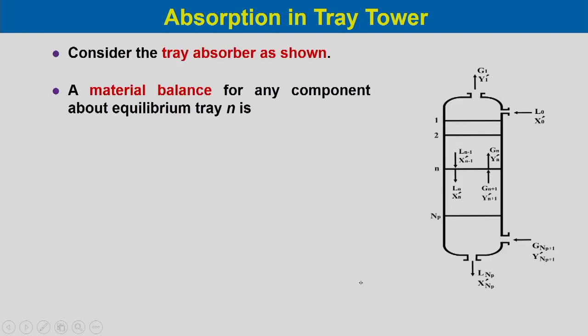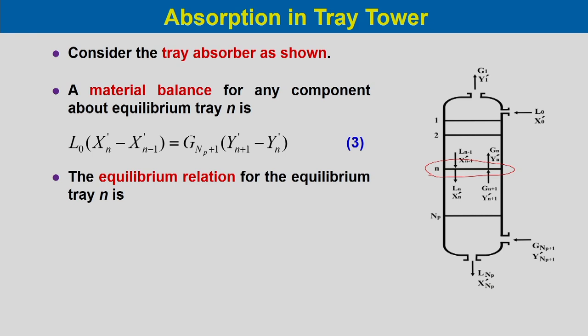Now, consider the tray absorber as shown over here, and if we do a material balance for any component about the equilibrium tray n, we can write L naught times (x n dash minus x n minus 1 dash) equal to G N p plus 1 times (y n plus 1 dash minus y n dash). So, this is the material balance for any component about an equilibrium tray n. Now, the equilibrium relation for the equilibrium tray n, we can write as small y n equal to m n x n.